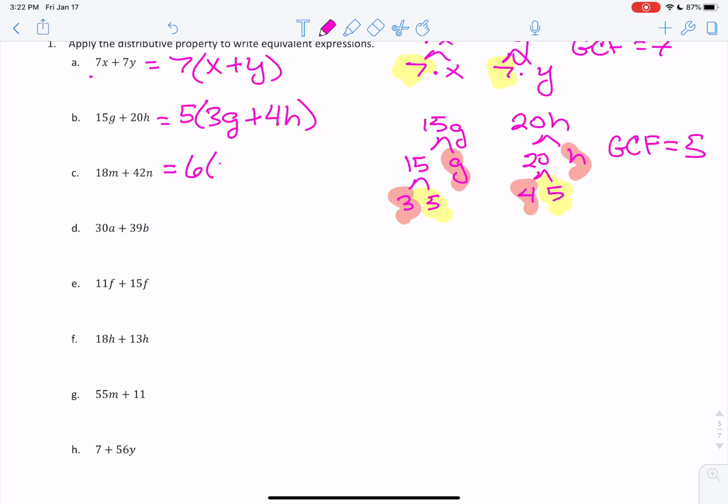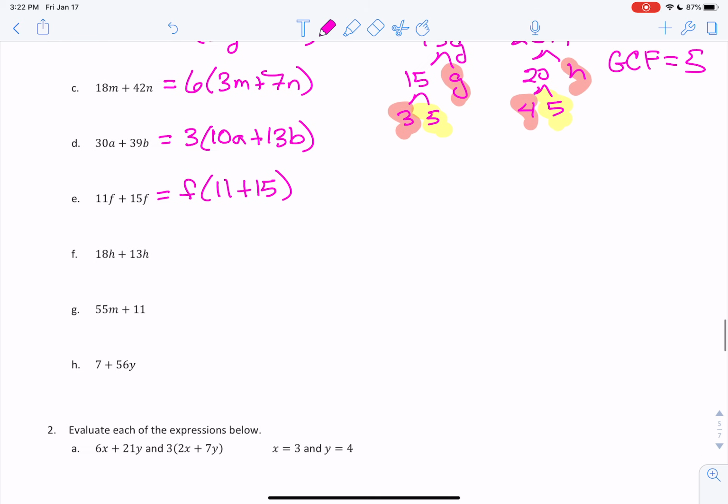C is going to be 6 times 3m plus 7n. D is going to be 3 times 10a plus 13b. E is going to be f times 11 plus 15. F is going to equal h times 18 plus 13. G is going to equal 11 times 5m plus 1. And H is going to be 7 times 1 plus 8y.